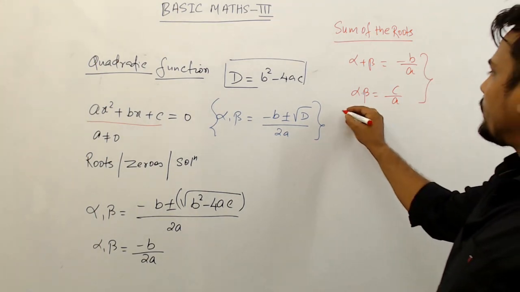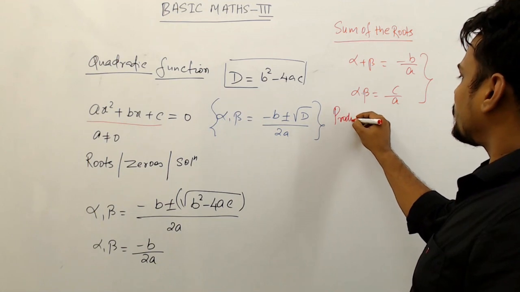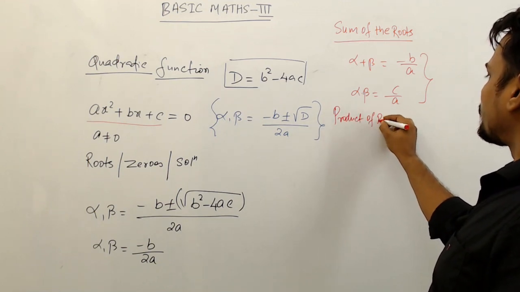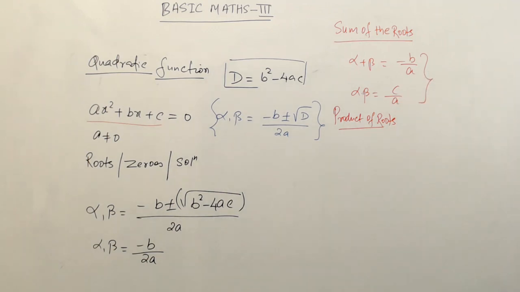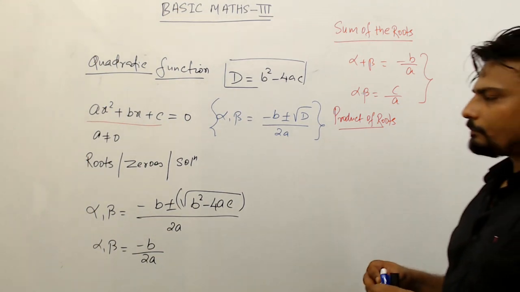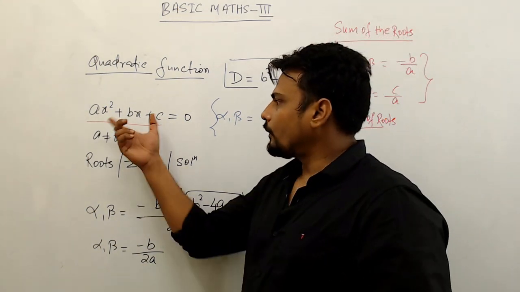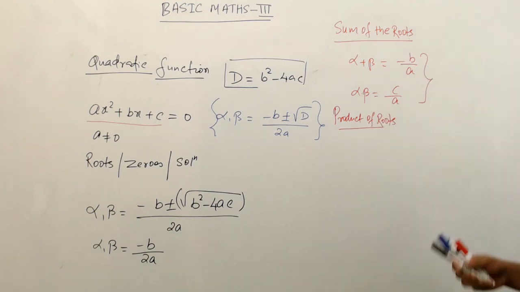What is alpha into beta? This is the product of the roots. Alpha into beta is the product of the roots. Okay, now one more thing. I'm sure you are aware of how to split the middle term. If not, let me just help you with one example for that also.